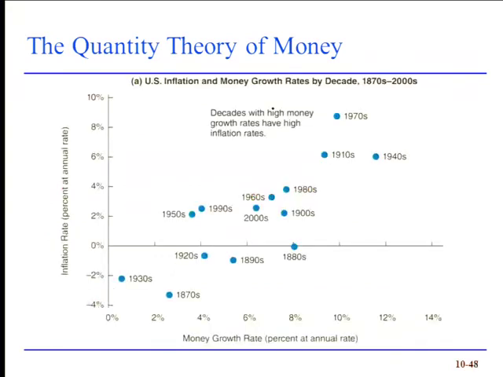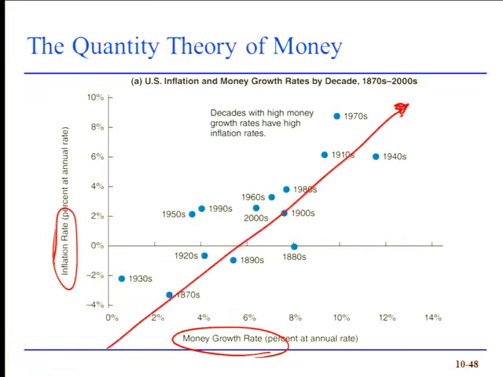And here's a chart out of your text, which shows for the United States the rate of growth of the money supply on the horizontal axis and the inflation rate on the vertical axis by decade. And what do we see? A nice, strong, positive relationship. The faster the money supply grows, the higher the inflation rate has been over 10-year periods.